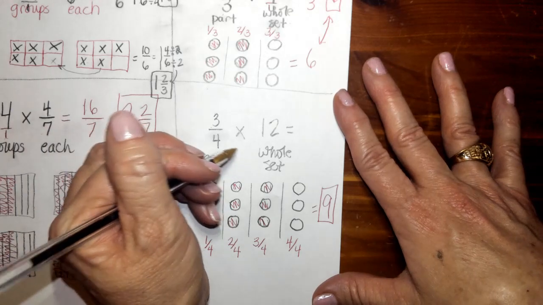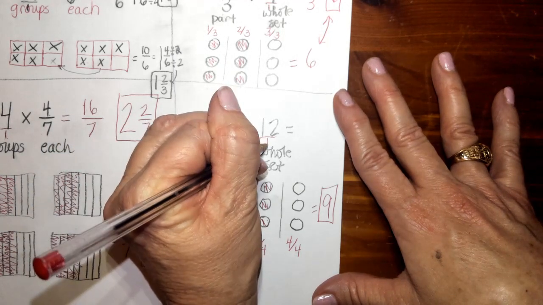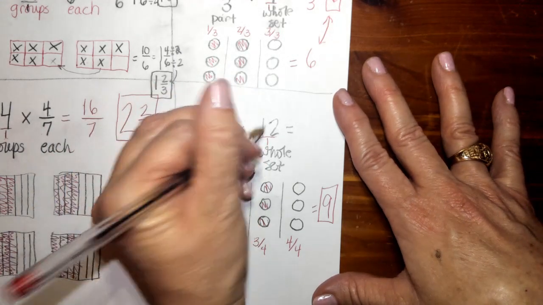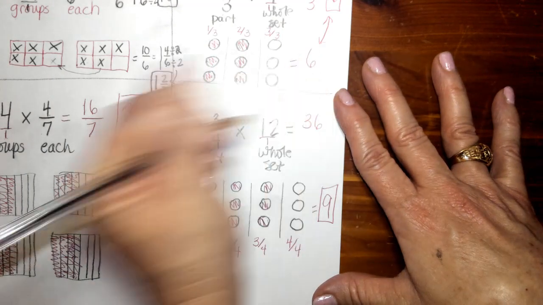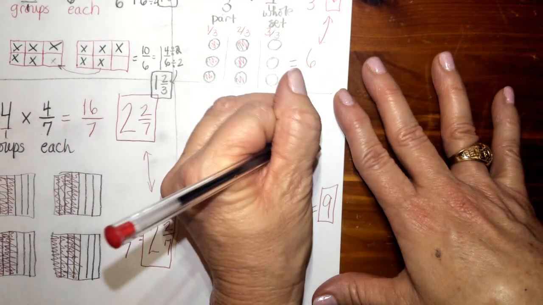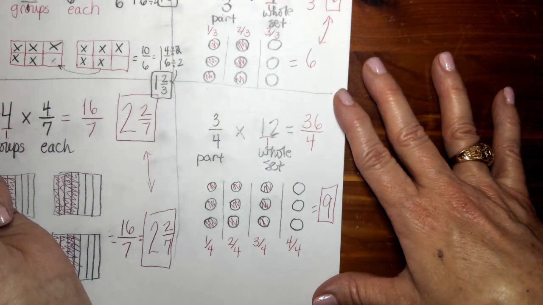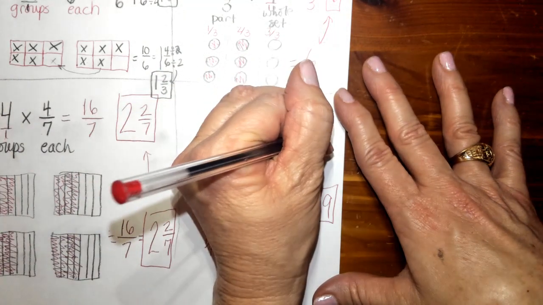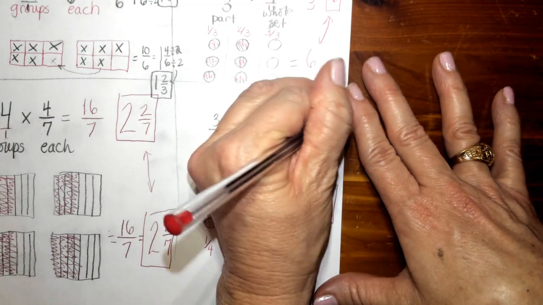Or I can go back and solve the algorithm, which is 3 groups of 12, which would give me 36, and 1 times 4, which would give me 4, and 36 divided by 4 is going to give me the answer 9.